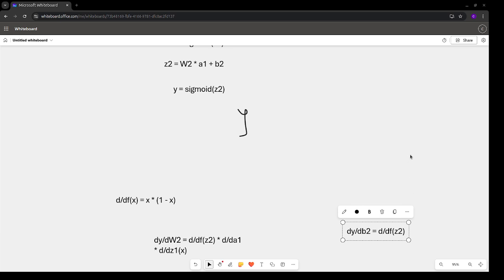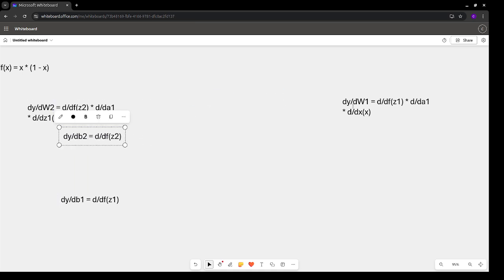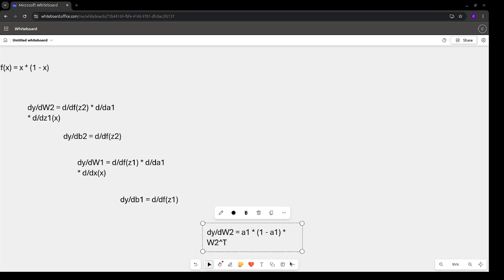So simplifying these expressions, we get this thing, and after that we get this thing as well. Let's get all these into the line. Okay, simplifying these equations, we'll get these things.